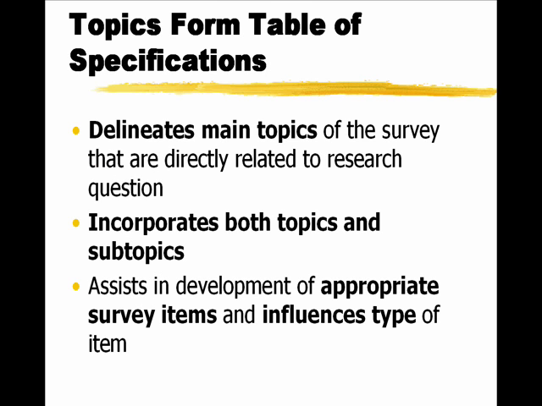We talked about the table of specification briefly. So we have topics from the table of specification. Again, these are the subtopics that you'll pick up from your literature review. It helps us to delineate the main topics of the survey that are directly related to our research question. It incorporates both topics and subtopics and assists us in development of the appropriate survey items and influences the types of items. Again, we're just making a table of all the main topics and putting them in a table.